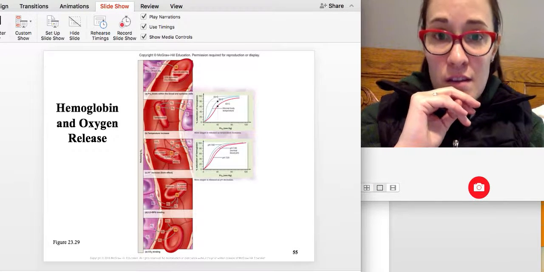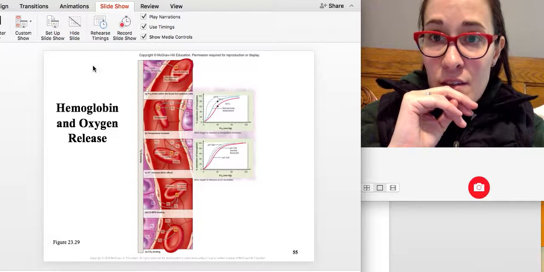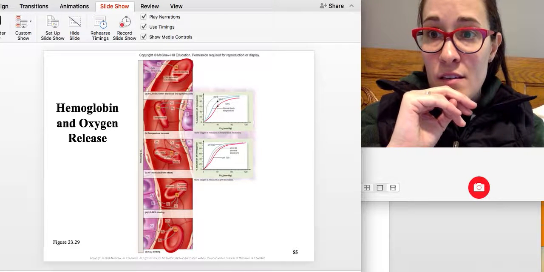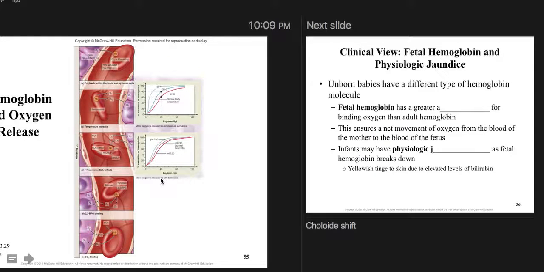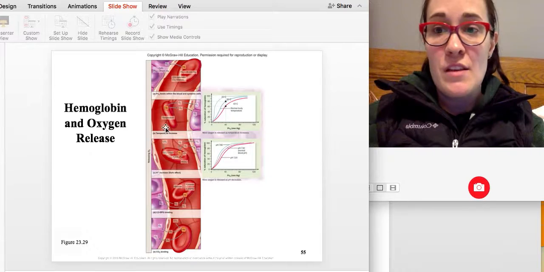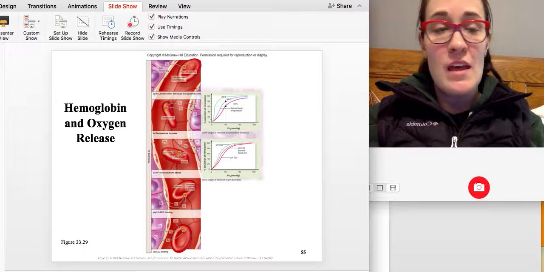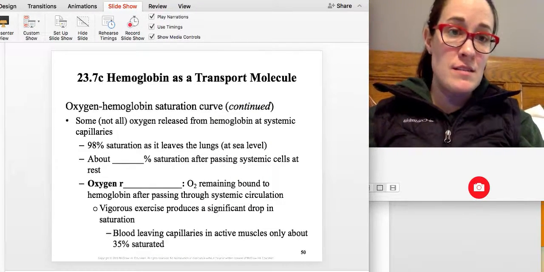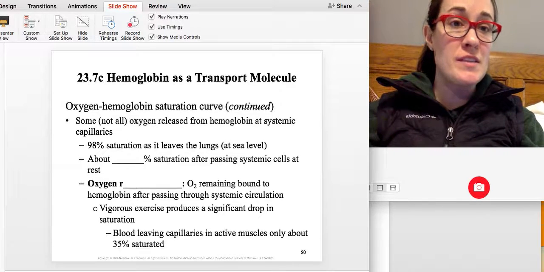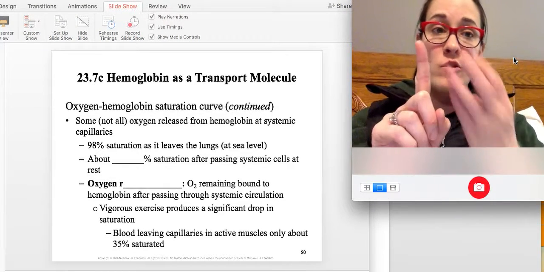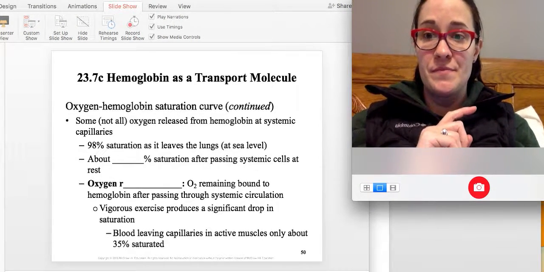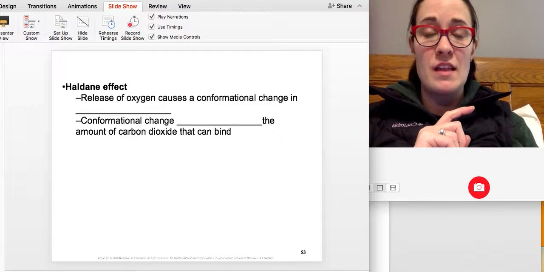I'm going to show you that image here. Let me see. Format, presenter view. Can you see it? So it's decreasing here. The normal line is in purple. The red line is a lower pH. So that means that when carbon dioxide is being released into the blood, it releases more hydrogen ions, which makes it more acidic, which causes your hemoglobin to release more oxygen. And that's called the Bohr effect.